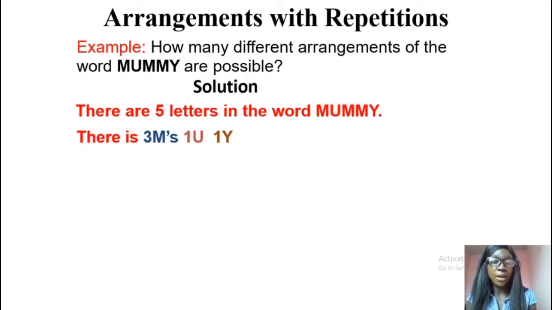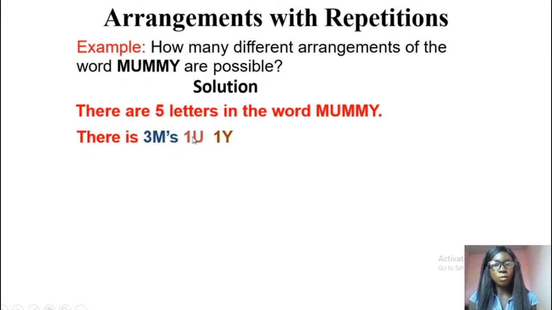But this time around, our n will be 5, because we have 5 letters in mommy. Our n will be 5. And what is our r? In this case, our r is going to be the one that is greater than 1, and the only letter greater than 1 here is M.